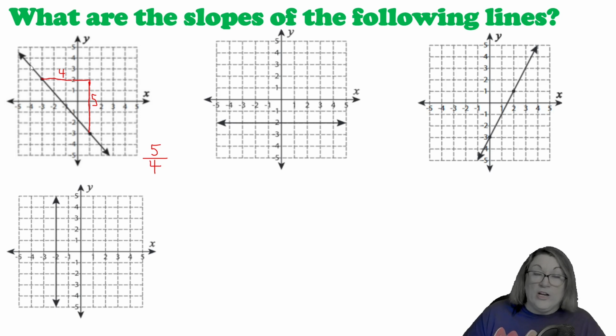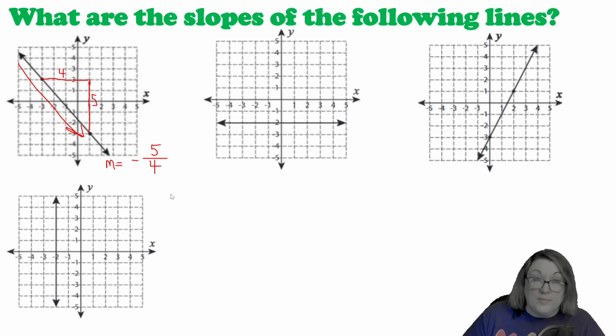Now we've got to look at our line because this is not a positive slope. If you look at this line, it is moving from left to right in a downwards motion. So because of that, we need to put a little negative on our slope. So our slope for this one is -5/4.